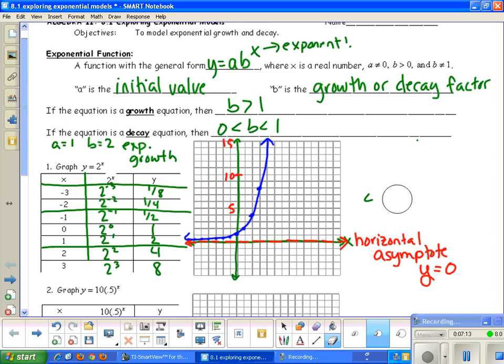Let's also talk about the domain and the range. So your domain, remember, is all possible values of x that you have. Well, if you look here, we could plug in positive numbers, we could plug in 0 and negative numbers. So my domain for this is all real numbers. Remember, we use this symbol right here.